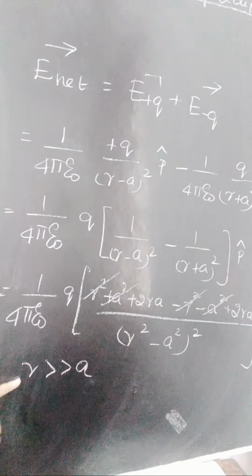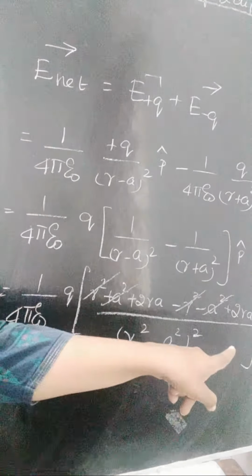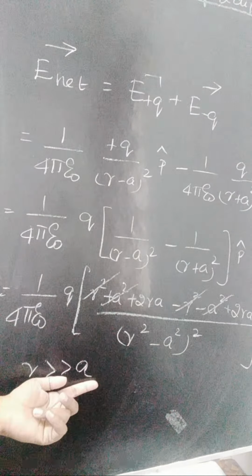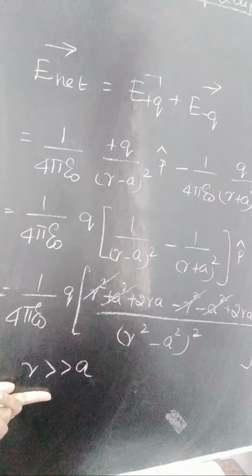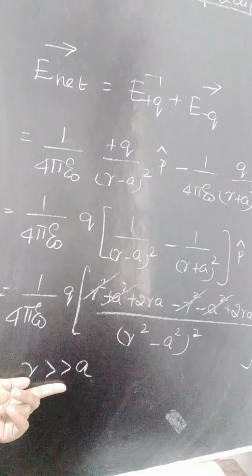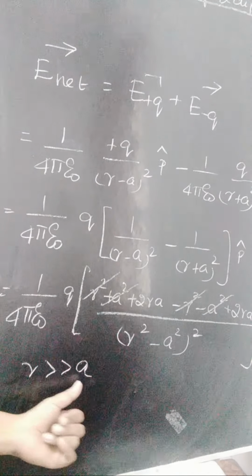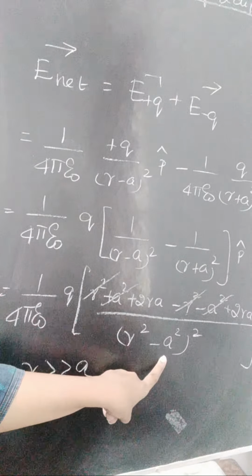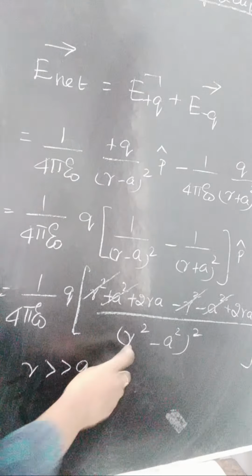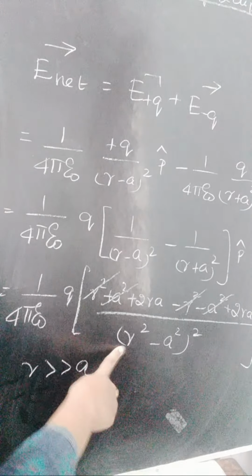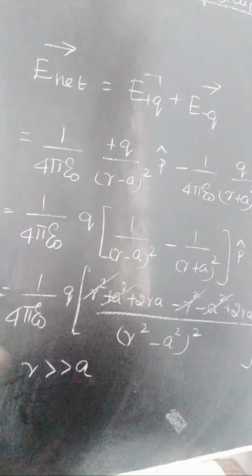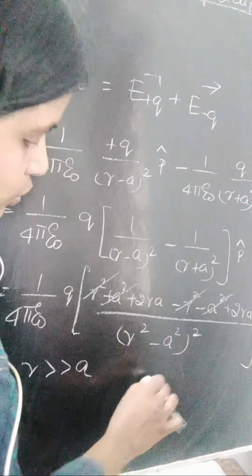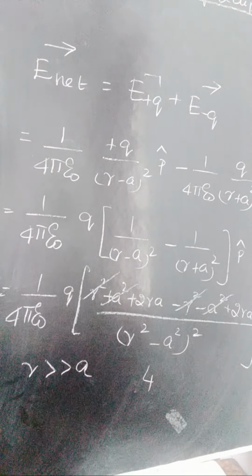But what is R? R is the distance from the center to the test point. Compared to A, R will be very large, right? Yes or no? Getting this one? When R is very much greater than A, neglecting the minus A square will not make any difference in the equation. For example, if I take R equal to 2 and A equal to 0.2. What is the value of 2 square? 4. Clear? And A square, already it is 0.2, 0.2 square.